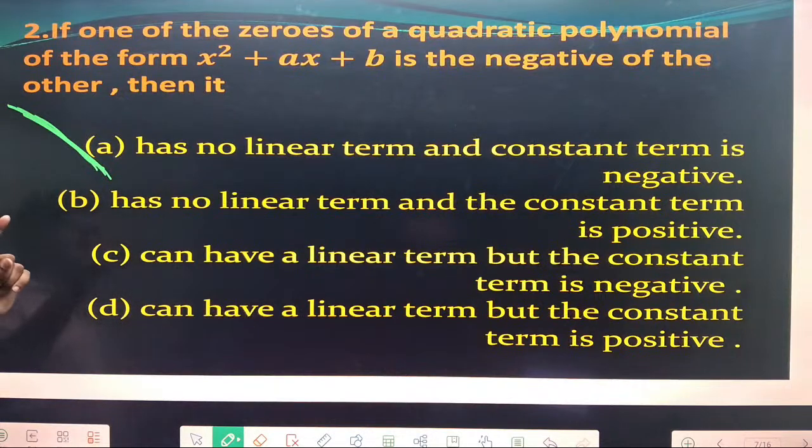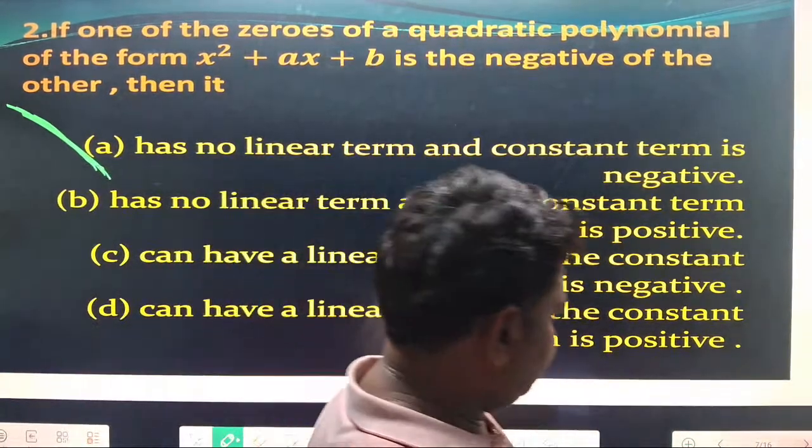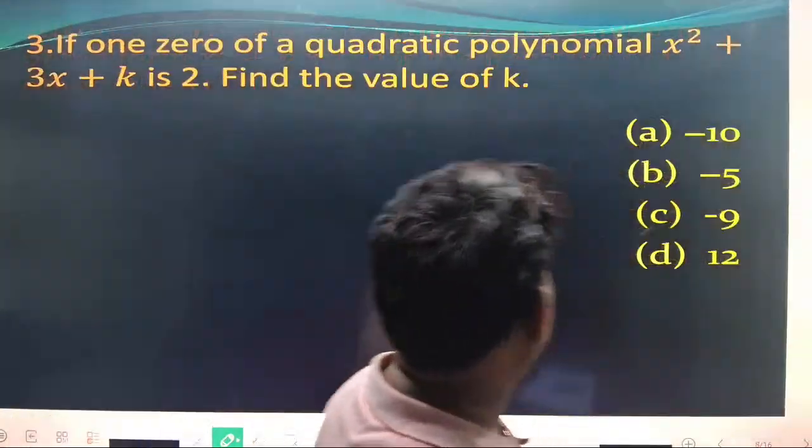Option A is the correct answer. It has no linear term and the constant term is negative. Okay, now the next question.